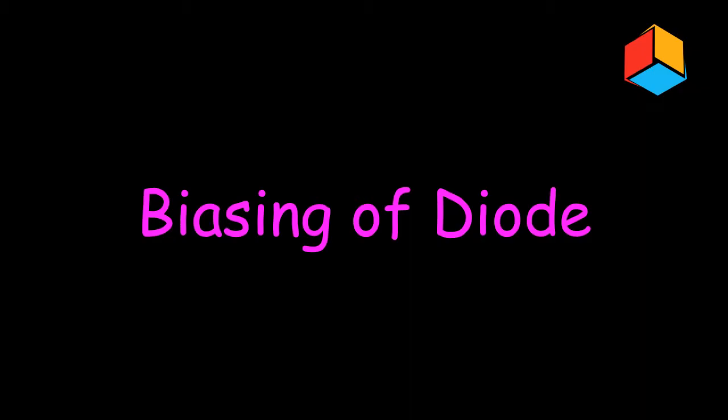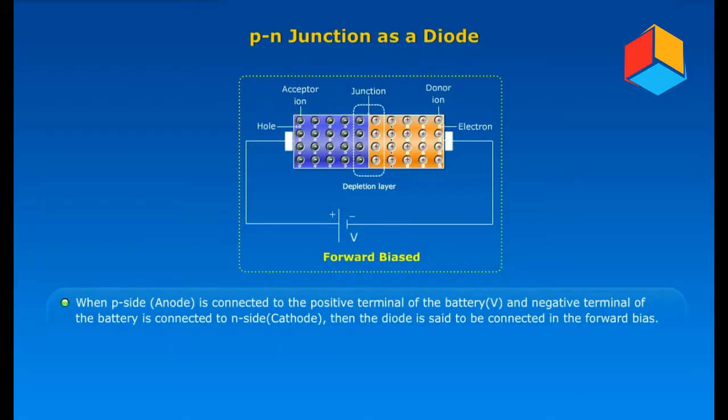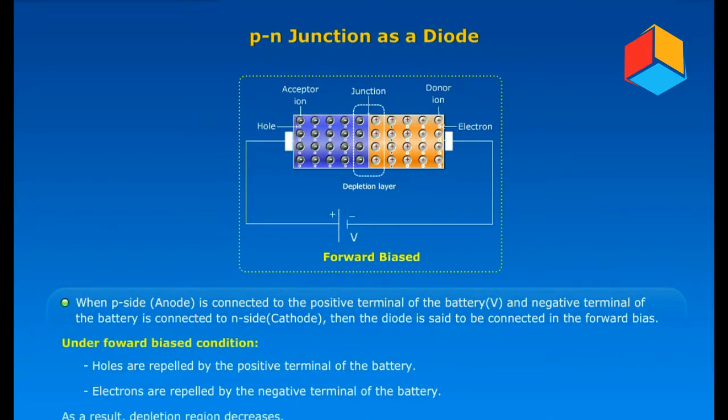Biasing of diode. When the P-side anode is connected to the positive terminal of the battery V and the negative terminal of the battery is connected to the N-side cathode, then the diode is said to be connected in forward bias. Under forward biased condition, holes are repelled by the positive terminal of the battery. Electrons are repelled by the negative terminal of the battery. As a result, the depletion region decreases.